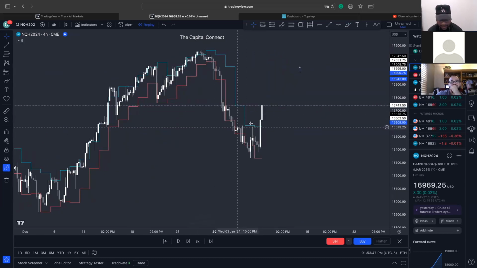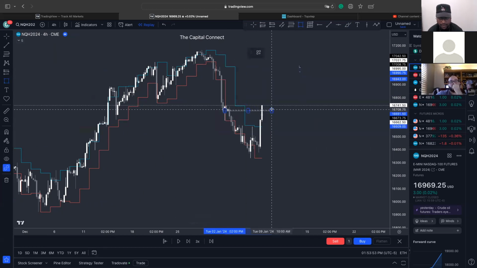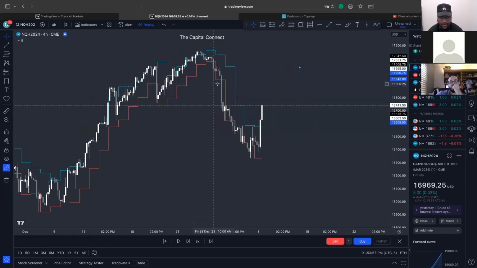I see nothing. We got a failed little baby order block right here, but that failed, so that ain't telling me nothing. We're not into this fair value gap sitting up here. So I still got nothing to go on off of the higher time frame.